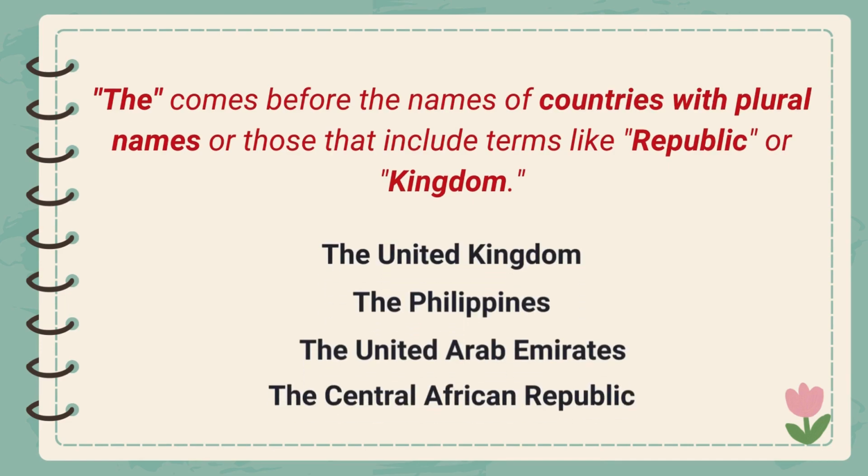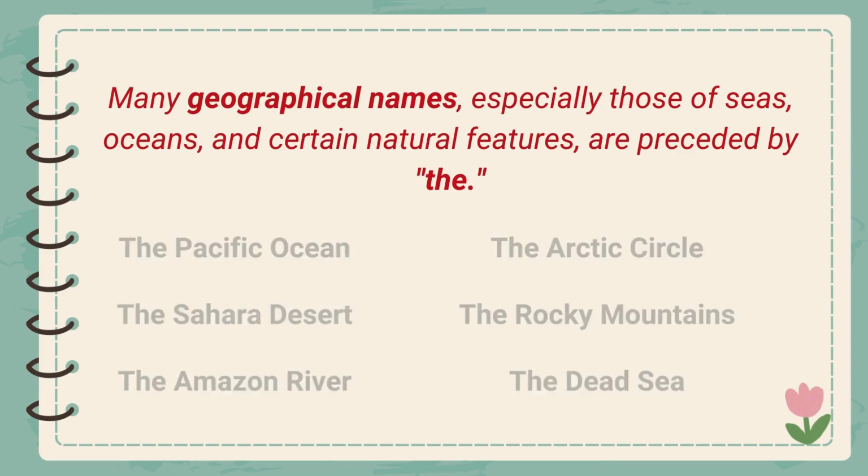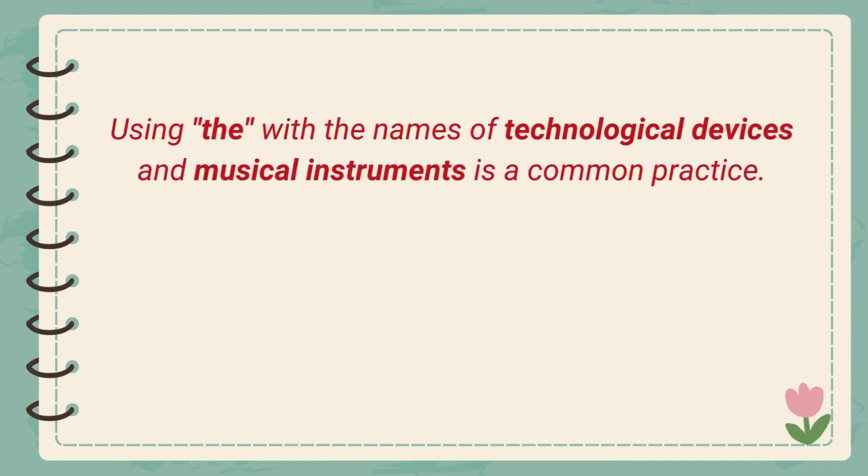Here are some examples: the United Kingdom, the Philippines, the United Arab Emirates, and the Central African Republic. Many geographical names, especially those of seas, oceans, and certain natural features, are preceded by the. For example, the Pacific Ocean, the Arctic Circle, the Sahara Desert, the Rocky Mountains, the Amazon River, and the Dead Sea.